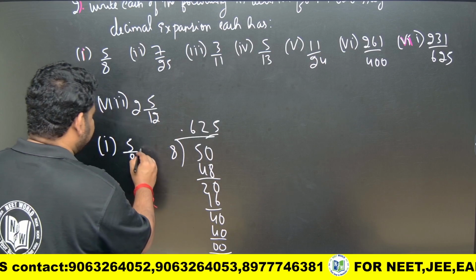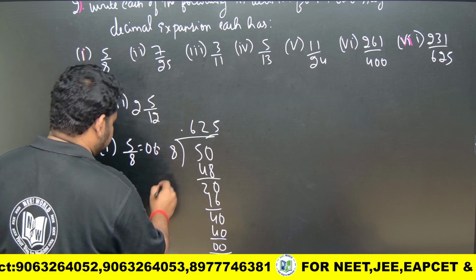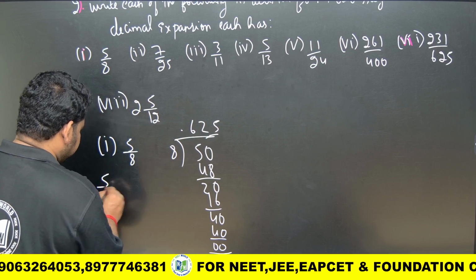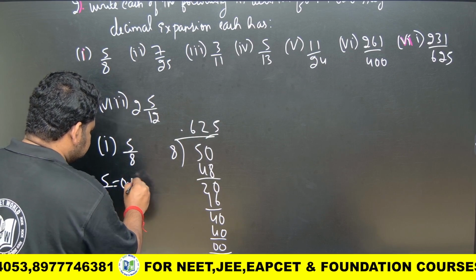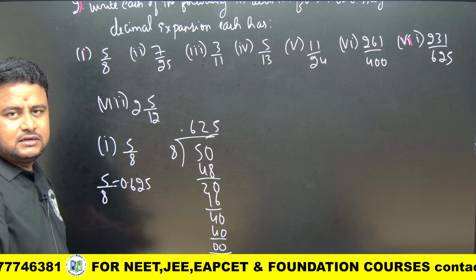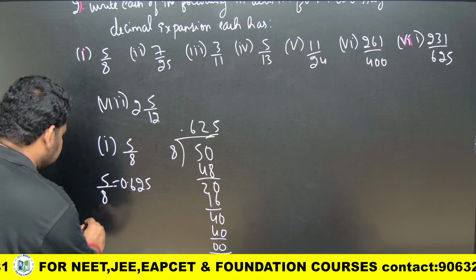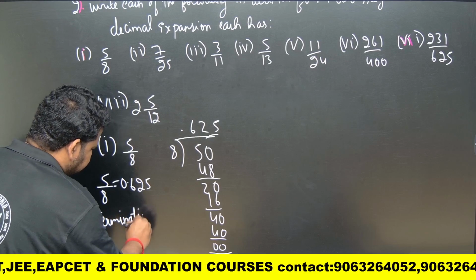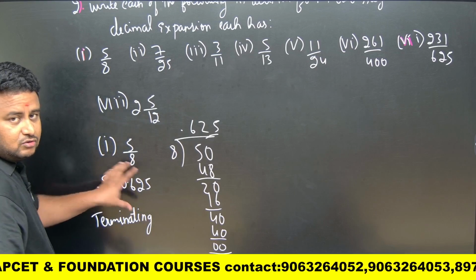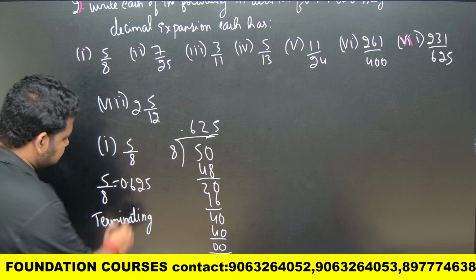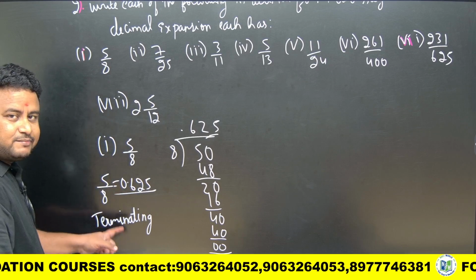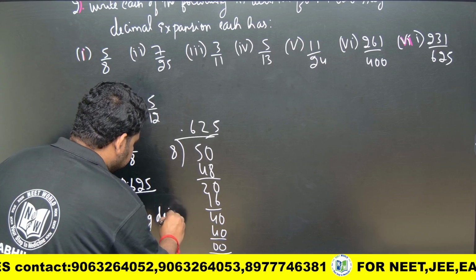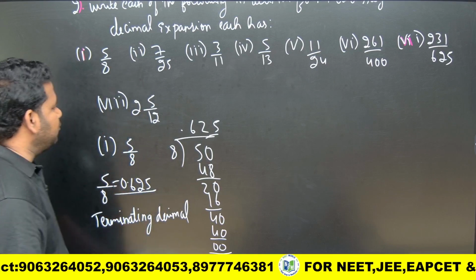So what we got? 5 by 8 is equal to 0.625. This is what kind of decimal? This is already terminated, so this is a terminating expansion. We have to write it, not just convert this fraction into decimal. That is one step done, that is 1 mark. Another 1 mark is for writing what kind of decimal it is. This is a terminating decimal. This is about the first question.